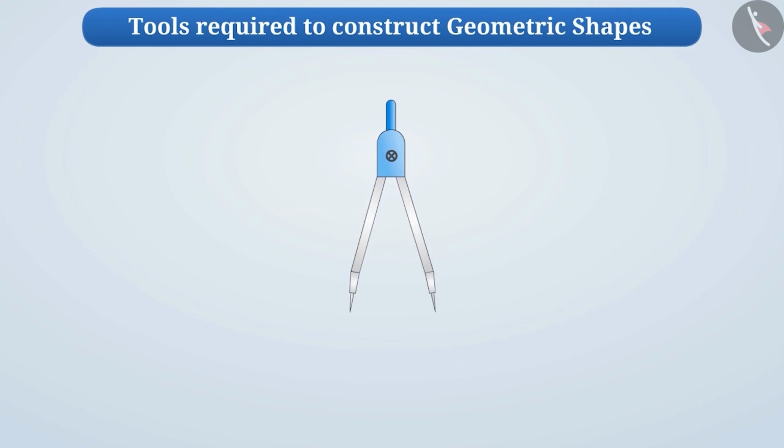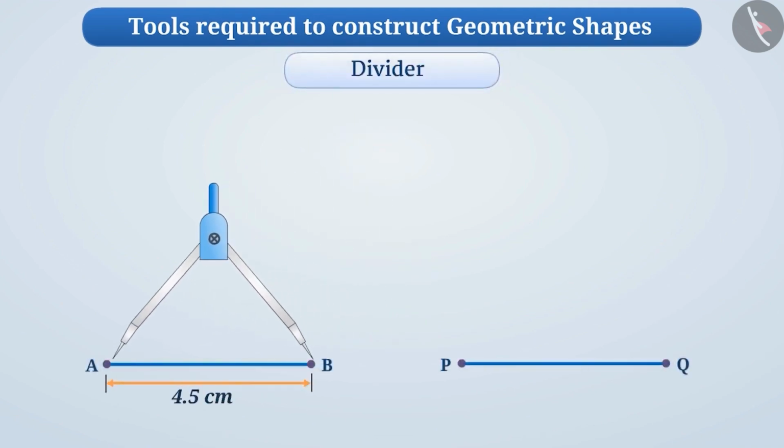Now look at this tool. It is like a compass, but it has two pointed ends. We call it a divider. It is a pair of pointers used to compare lengths.